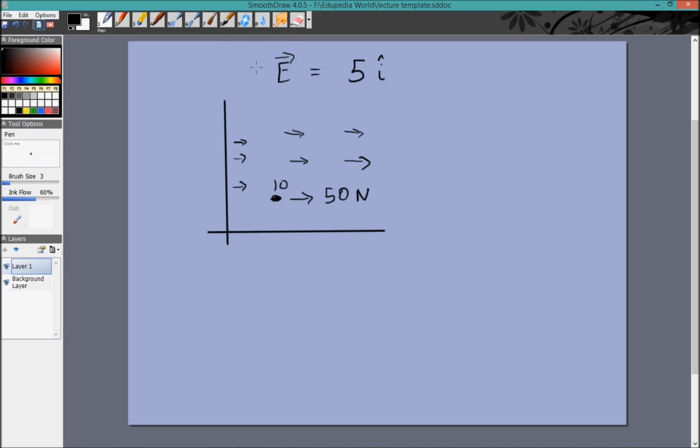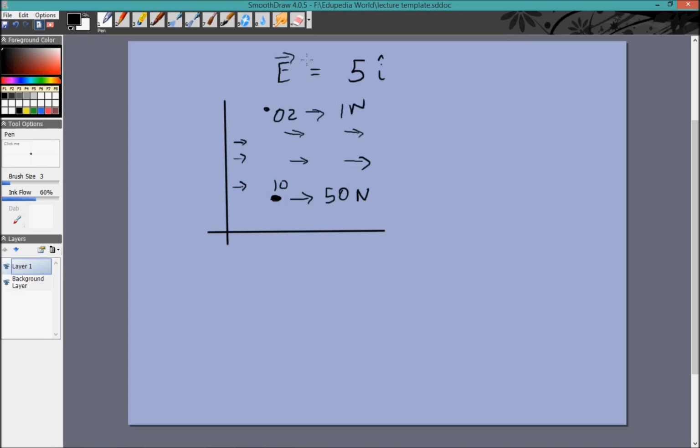What I mean is the gravitational field. Right now we are only talking about gravitational fields. So we could say that there is a gravitational field of 5 i cap everywhere in space. And that simply means an object of mass 10 kg experiences a force of 50 Newton towards the right. An object of mass 0.2 kilograms experiences a force of 1 Newton towards the right.